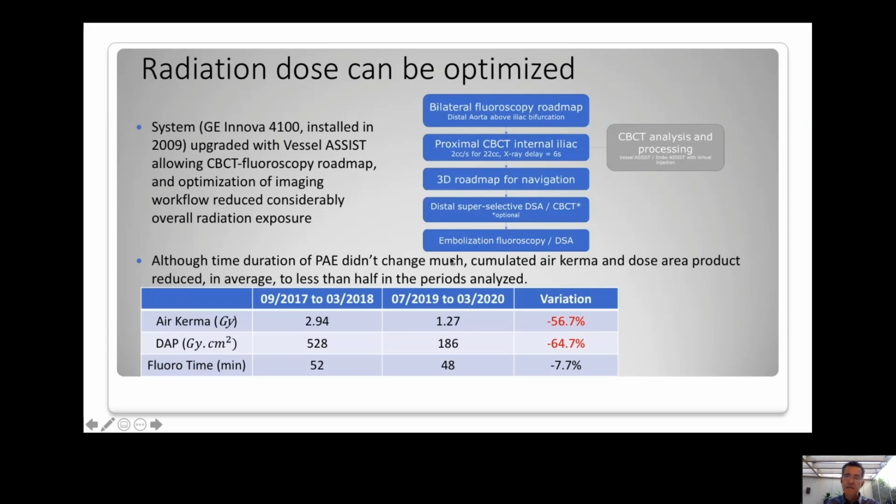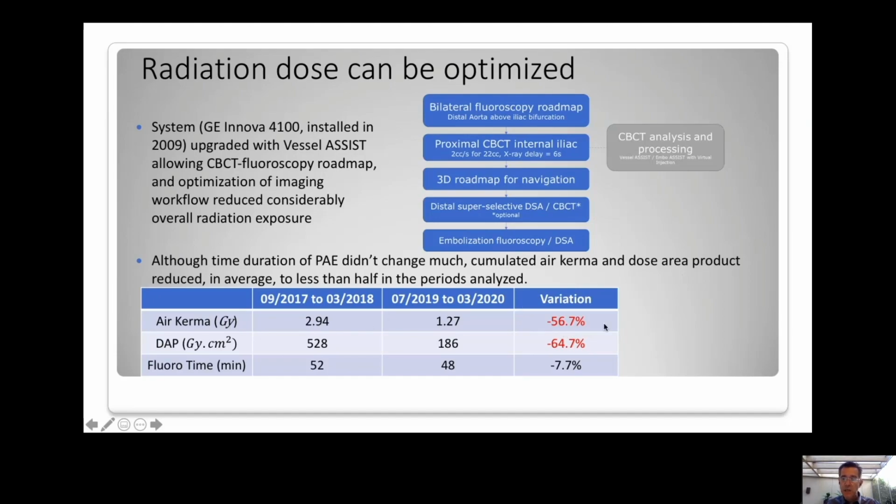And why was this change in the protocol so important? Because we avoided radiation. We saved time during the procedure because we don't get DSA anymore. We get only one Carnevale CT using this Embo ASSIST software, and the result was really amazing.